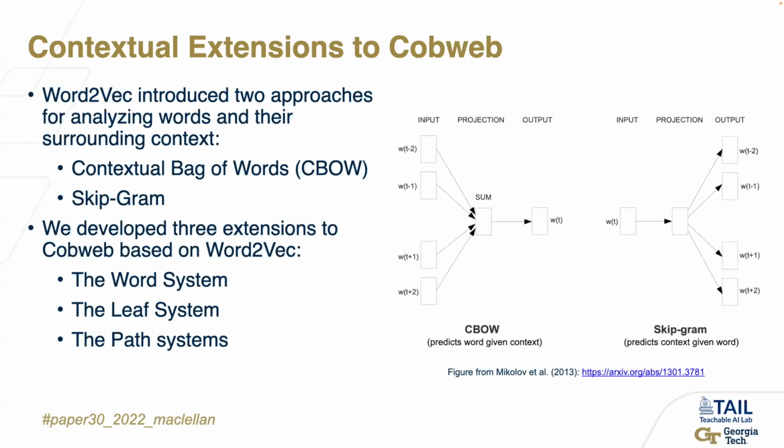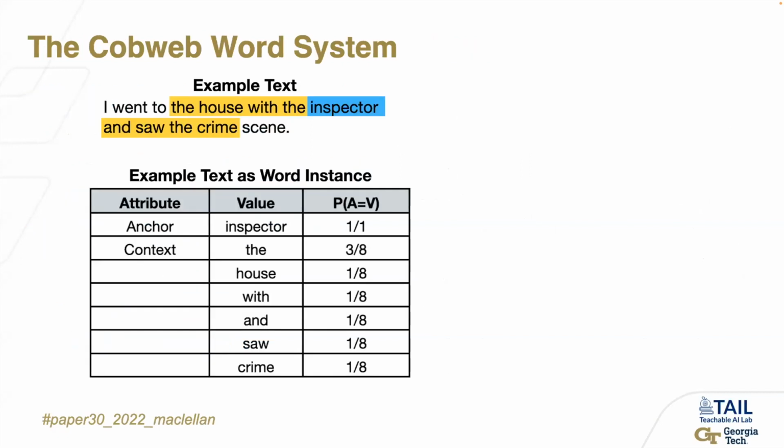And to do that, we created three variants of Cobweb: the word system, the leaf system, and the path system. Now, the word system combines Word2Vec ideas. I would say it's the most direct translation of these ideas into Cobweb's probabilistic concept hierarchy framework. And then the leaf and path systems both introduce more sophisticated ways to account for context during performance and learning. So let's go through each of these systems.